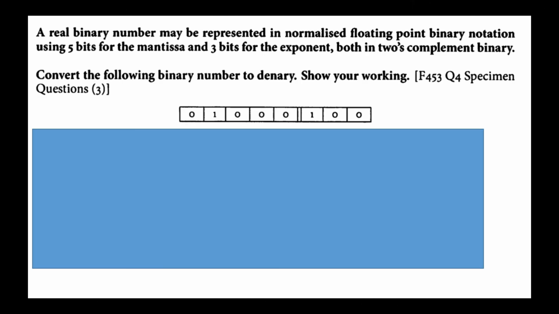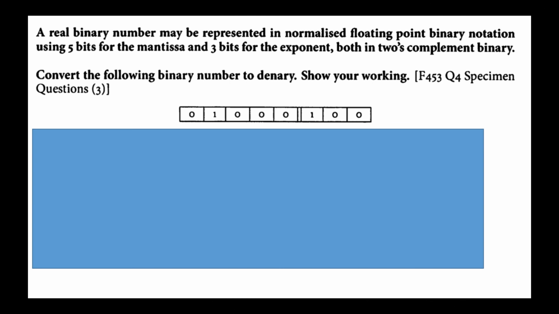So here we go. A real binary number may be represented in normalized floating point binary notation using 5 bits for the mantissa, 3 bits for the exponent, both in 2's complement binary. Convert the following binary number to a denary number. Be sure to show your workings. Right, so if you want to have a go at that, have a go at it now. So pause the video now.